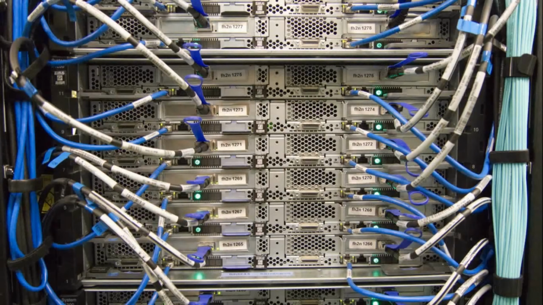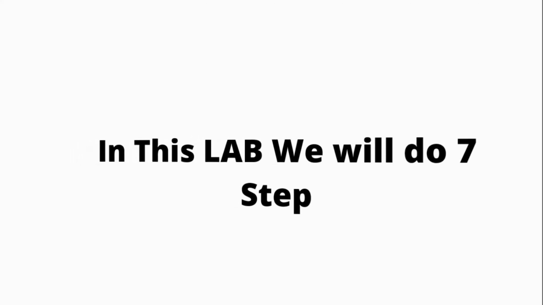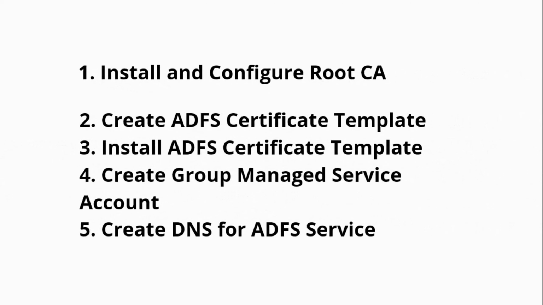We are going to our demonstration. In this lab, we will do 7 steps. First, we will install and configure a root CA. There is another option; anyone can do it by any other option. Second step, create an ADFS certificate template. Third step, we will install this certificate template.